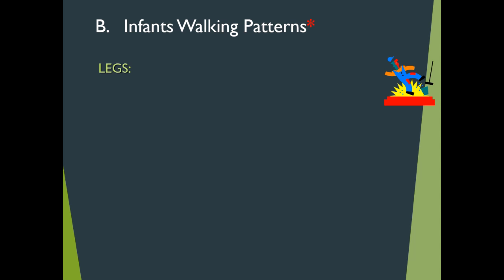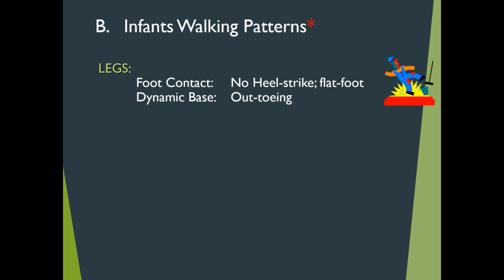Unlike adults who hit the ground with a heel, the infants do it quite differently. Foot contact is not via heel strike. Instead, they hit the ground flat-footed. Dynamic base is characterized by out-toeing. Step width is rather wide. If you look at children, you will be hard-pressed to find kids walking with a narrow step width. Step length is rather short and rigid.